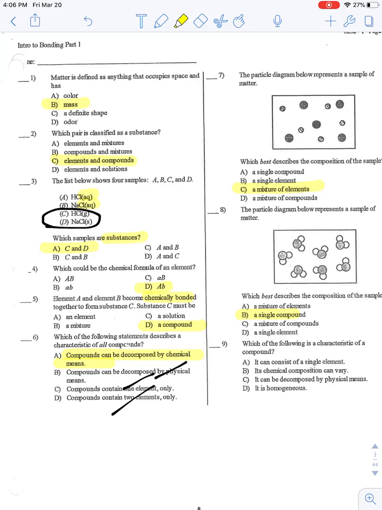And then number 9, which of the following is a characteristic of a compound? It can contain a single element? No. Its chemical composition can vary? Nope. It can be decomposed physically? No. It is homogeneous. So that could be a little bit confusing because we're talking about homogeneous mixtures also. But if you look at this example of, say, water up here on question number 8, that is homogeneous looking. Everything is pretty much the same.